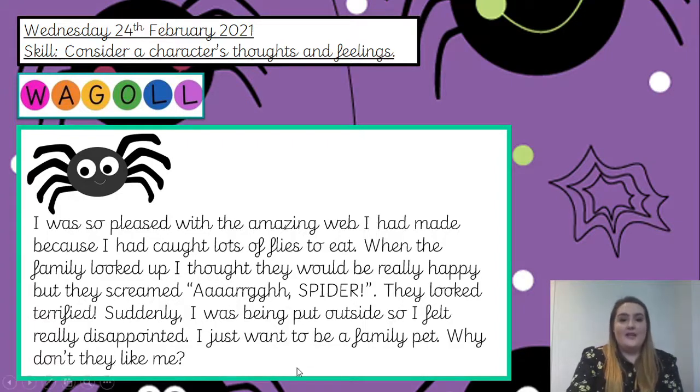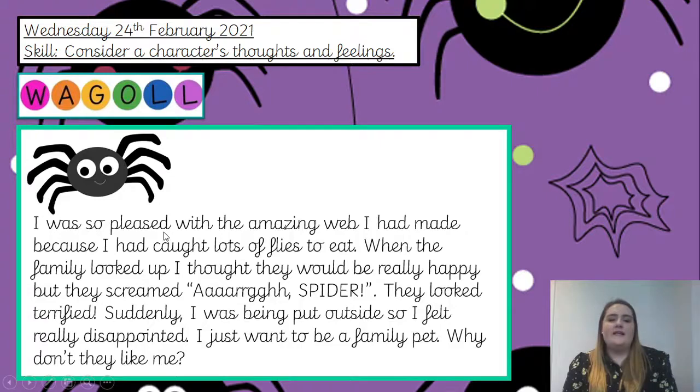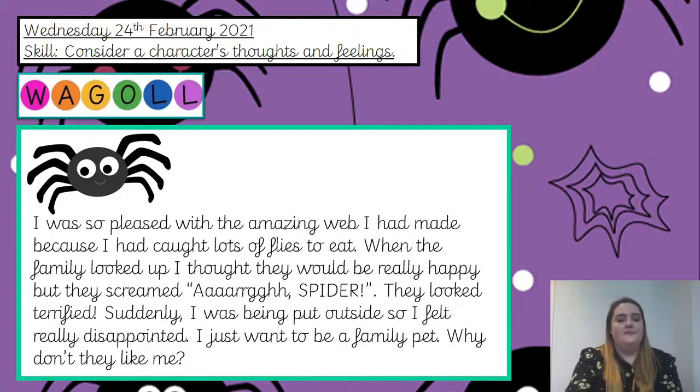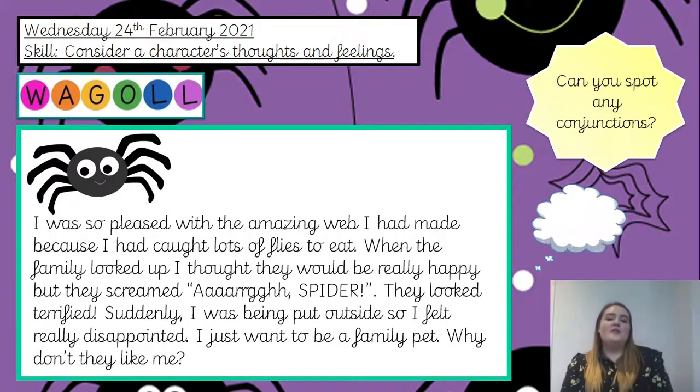I've got my picture here, and then underneath I've got my thought bubble. I was so pleased with the amazing web I had made because I had caught lots of flies to eat. When the family looked up, I thought they'd be really happy, but they screamed, "Ah, spider!" They looked terrified. Suddenly, I was being put outside, so I felt really disappointed. I just want to be a family pet. Why don't they like me? Okay, so what conjunctions did I use here then?